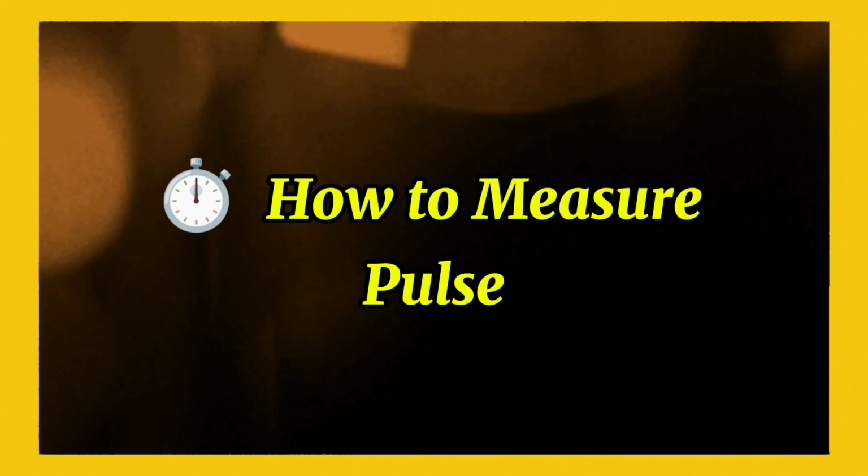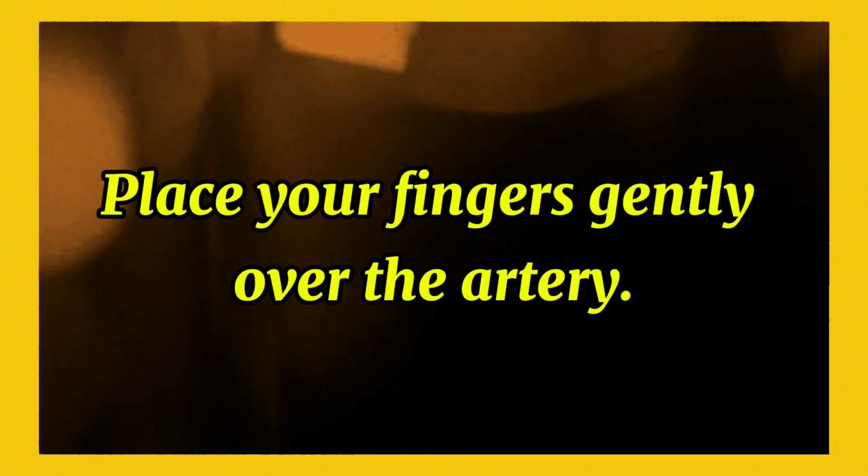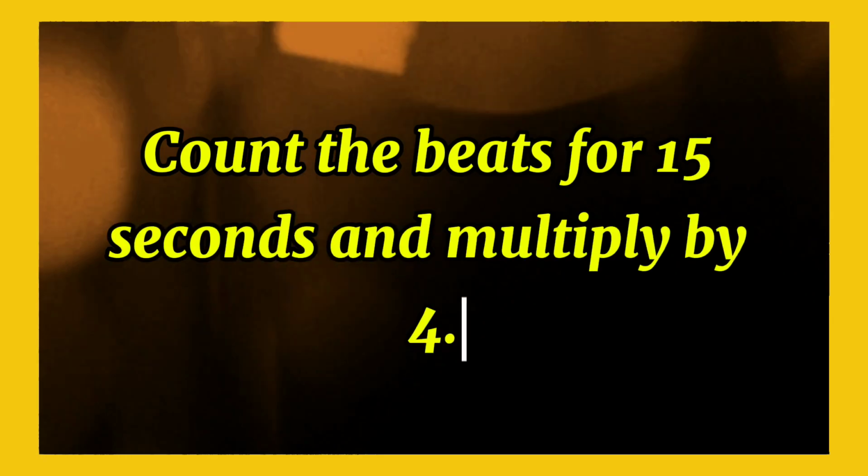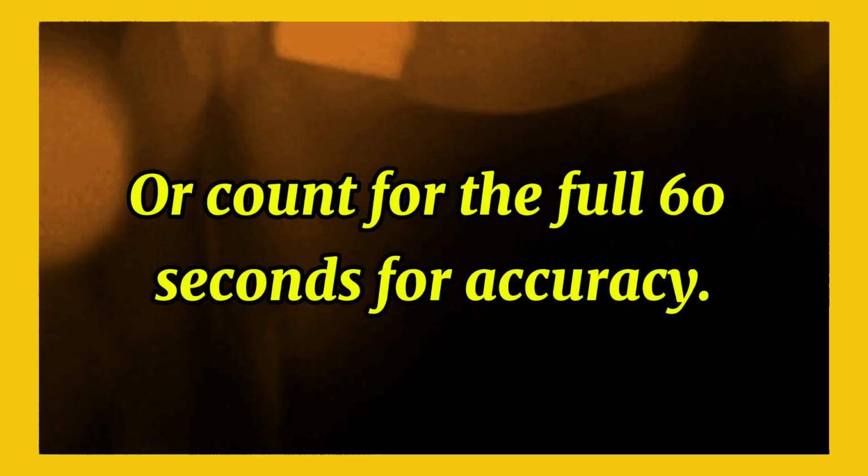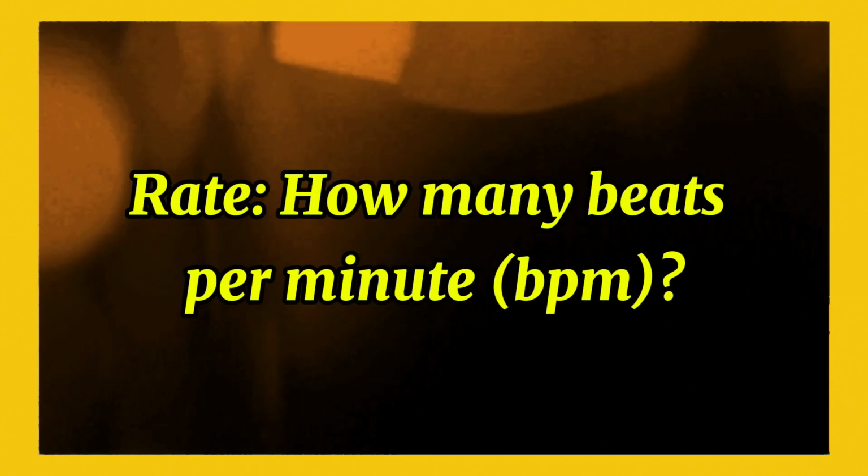How to measure pulse? To measure the pulse, place your fingers gently over the artery. Count the beats for 15 seconds and multiply by 4, or count for the full 60 seconds for accuracy. You'll note rate, how many beats per minute, BPM.